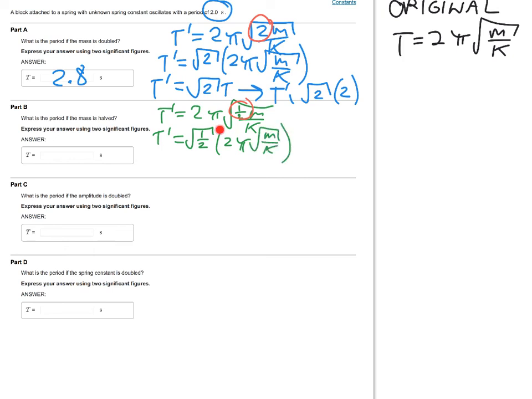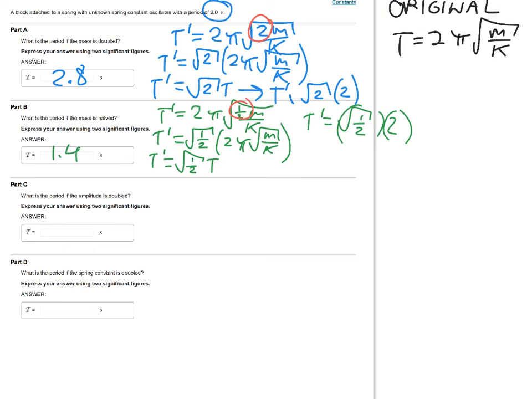This is our original situation here. And so T prime ends up being equal to the square root of 1/2 times T, or T divided by root 2. So T prime is the square root of 1/2 times my original period, which was 2 seconds, and I ultimately get an answer here of 1.4 seconds.